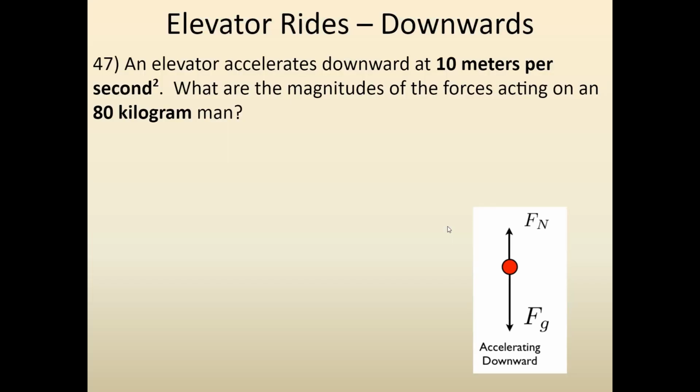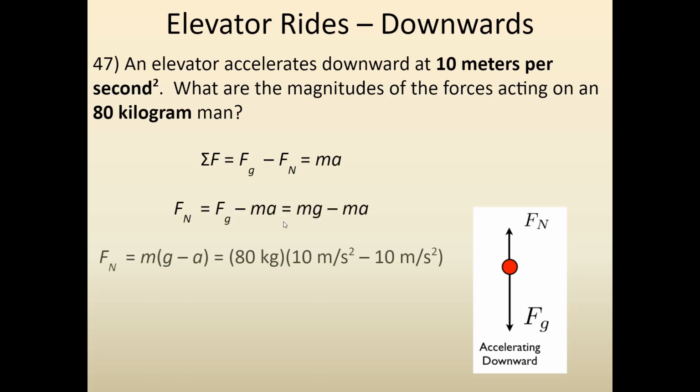All right, so here's another question. Pause the video and work on it yourself. We'll go over it in a second. So here we have the elevator accelerating downward. Basically, we do the same thing, but this time I flip the force of gravity and the normal force because, again, the direction of positive is the direction of the acceleration. My acceleration is down. Therefore, the gravitational force that's going down is now positive.